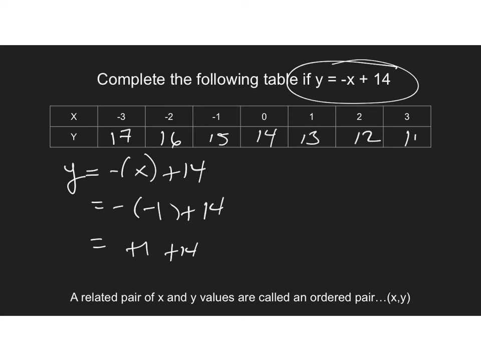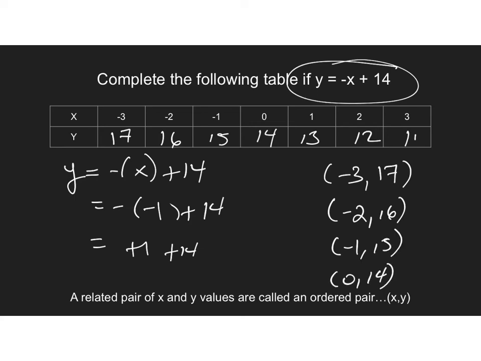So then you can write ordered pairs. Negative 3, 17, that would be an ordered pair. Negative 2, 16, that would be an ordered pair. Negative 1, 15, that's an ordered pair. 0, 14, that's an ordered pair. 1, 13, that's an ordered pair. 2, 12 is an ordered pair. And 3 and 11 is an ordered pair. That's this table, just written in XY form.